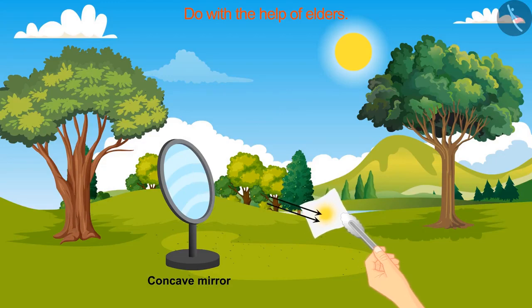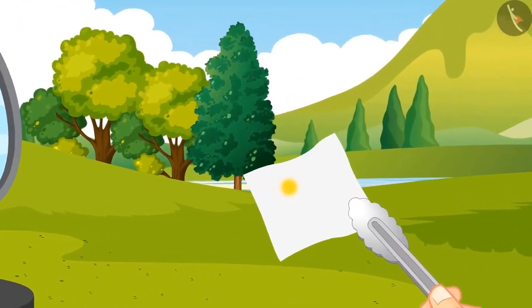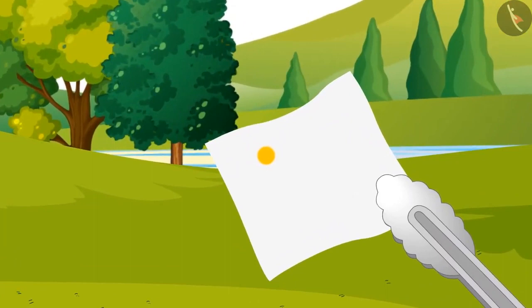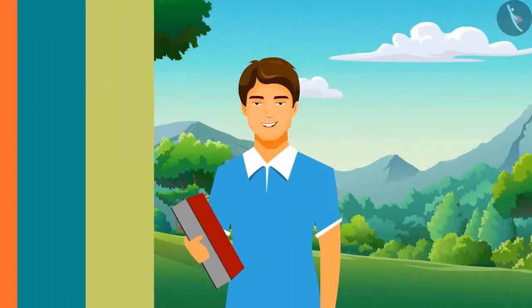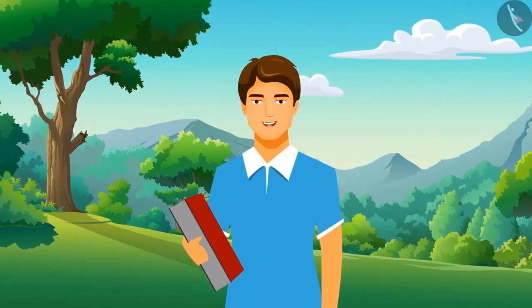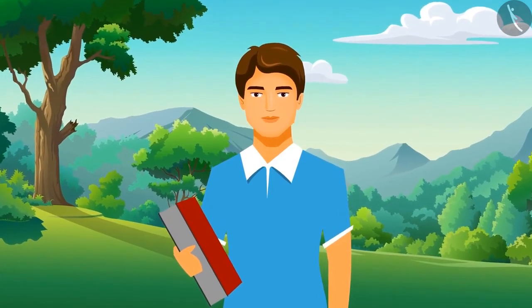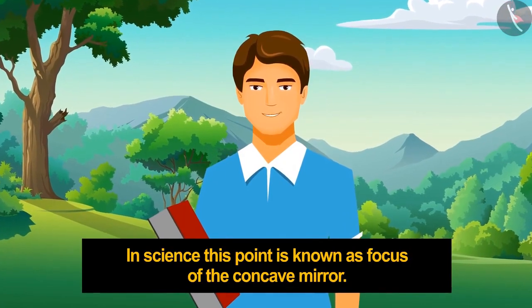I will keep on doing this process while moving the paper back and forth until a sharp point of light is made on the paper. After some time, we could see the paper smoldering and smoke coming out of it. Why would this have happened? This is because the concave mirror focused the light coming from the sun in one place. And in science, this point is known as the focus of the concave mirror.